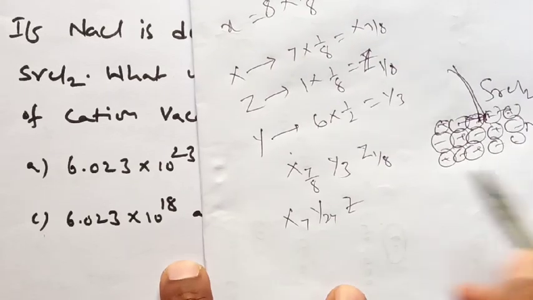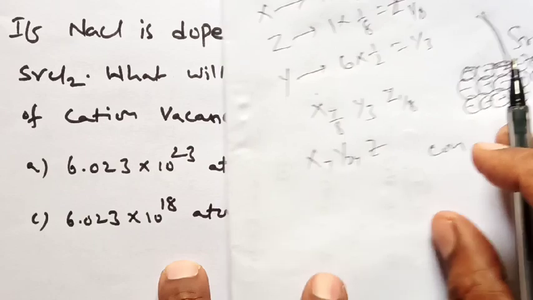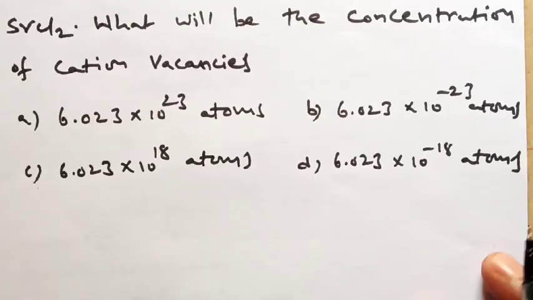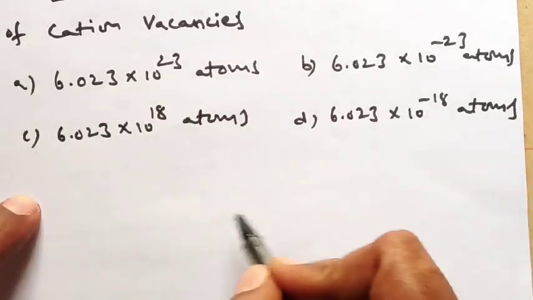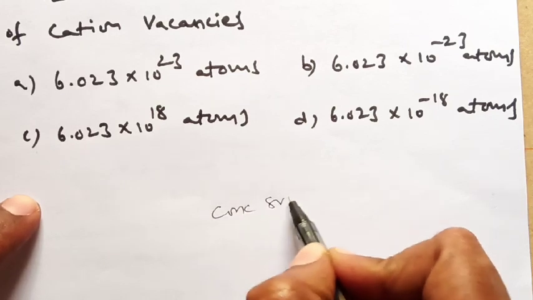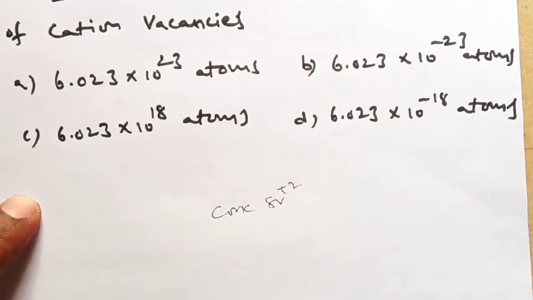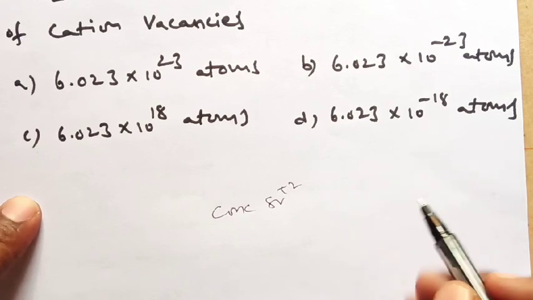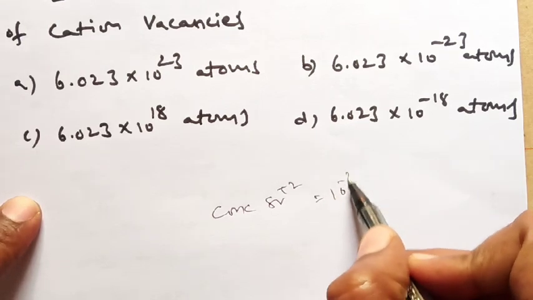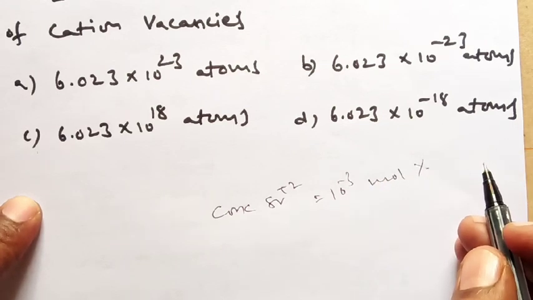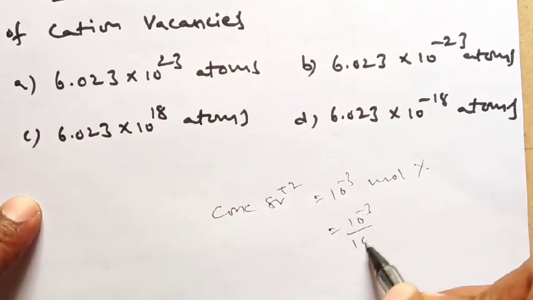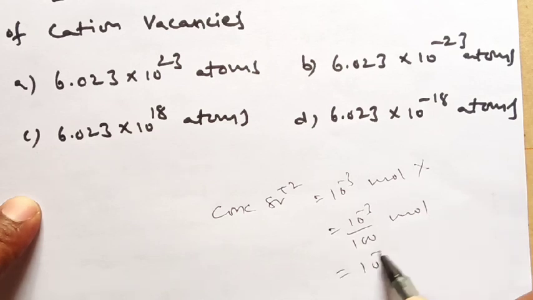What is the meaning of that? I shall do it here. Look at it. Concentration of Sr plus 2, because chlorine is common in NaCl and SrCl2, the only different ion is Sr plus 2. So concentration of Sr plus 2 equals 10 power minus 3 mole percent that they gave. That means 10 power minus 3 by 100 mole, that means 10 power minus 5 mole.